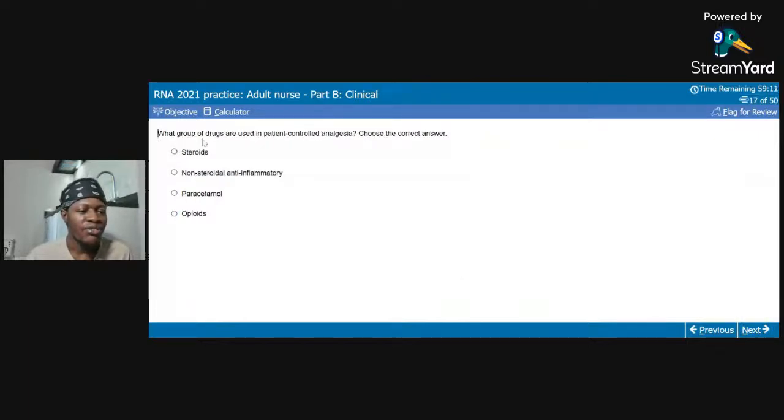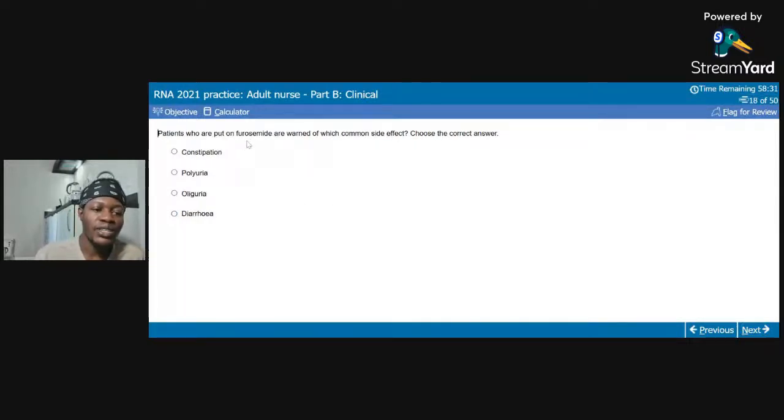What group of drugs are used in patient controlled analgesia? Patient controlled. Oh, okay, like controlled medications. So that would definitely be opioids. This is what I'm saying, some of these terms can be very confusing. Now they are saying pressure control. What they are typically saying is controlled medications used for pain relief. So our answer is opioids.